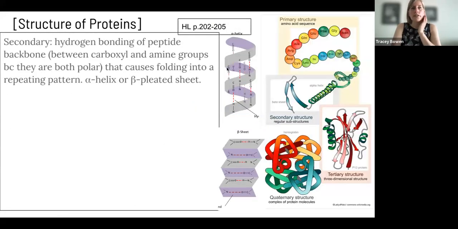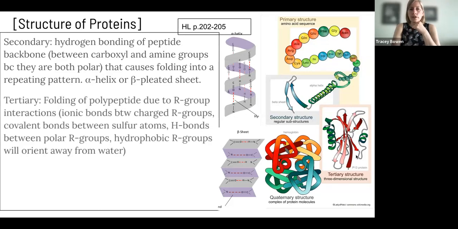Continuing on, the secondary structure of protein is going to be hydrogen bonding of peptide backbones. So that's going to be hydrogen bonding between carboxyl and amine groups because they're both polar. And that's going to cause folding into a repeat pattern. And that could look like an alpha helix like this, or it could look like a beta pleated sheet, which is like this here. And so this is our primary structure. These are our secondary structures.